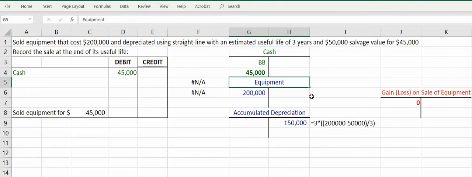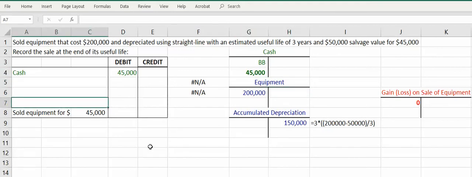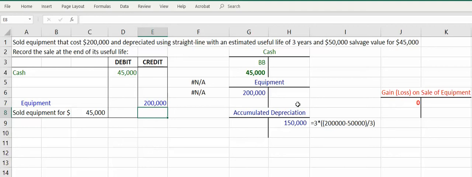Now, as far as we now have to get the equipment off our books, I'm going to go ahead and credit equipment, and that'll be for that 200,000. So we're going to credit equipment. That gets it off the books.